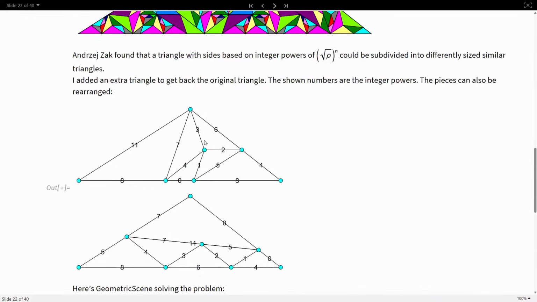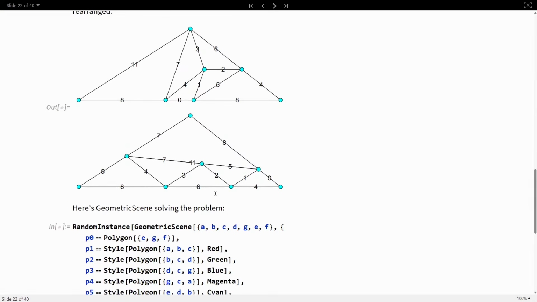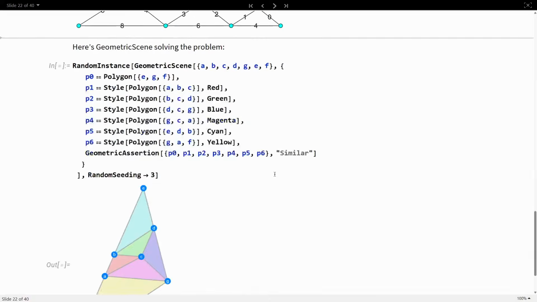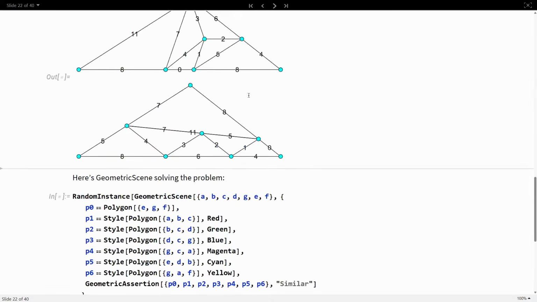And when you take these as 6 pieces, it turns out you can rearrange them to get this secondary solution for the triangle. I don't know of another case where really weird similar triangles that are not congruent to each other can make 2 different copies of itself. So this is a special case here. And here's geometric scene can also solve this problem.